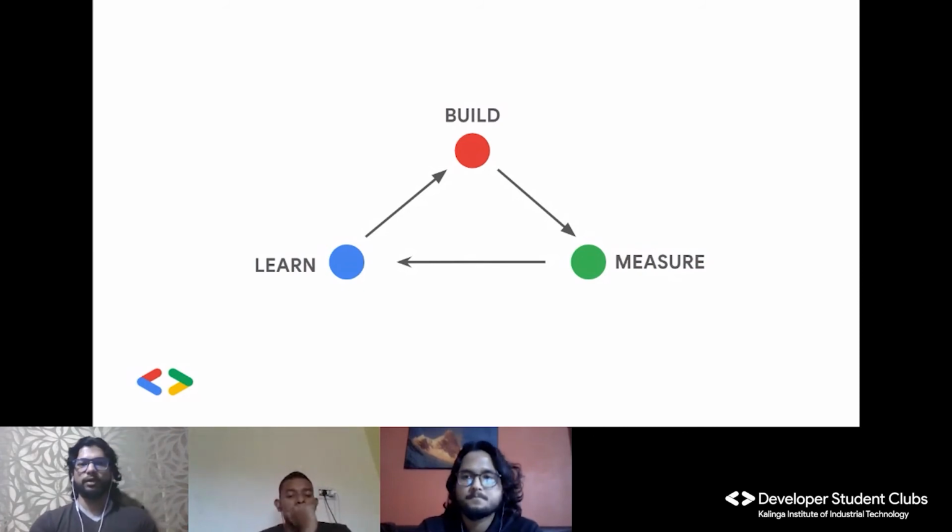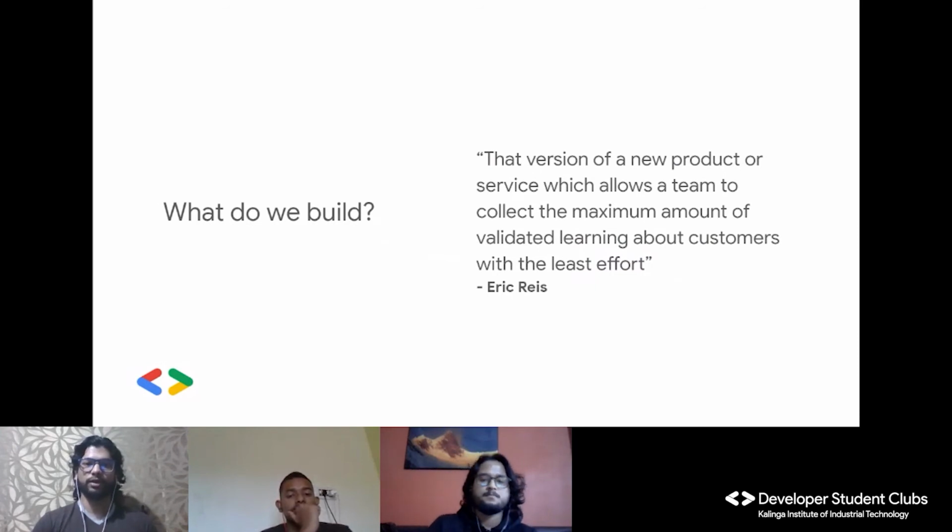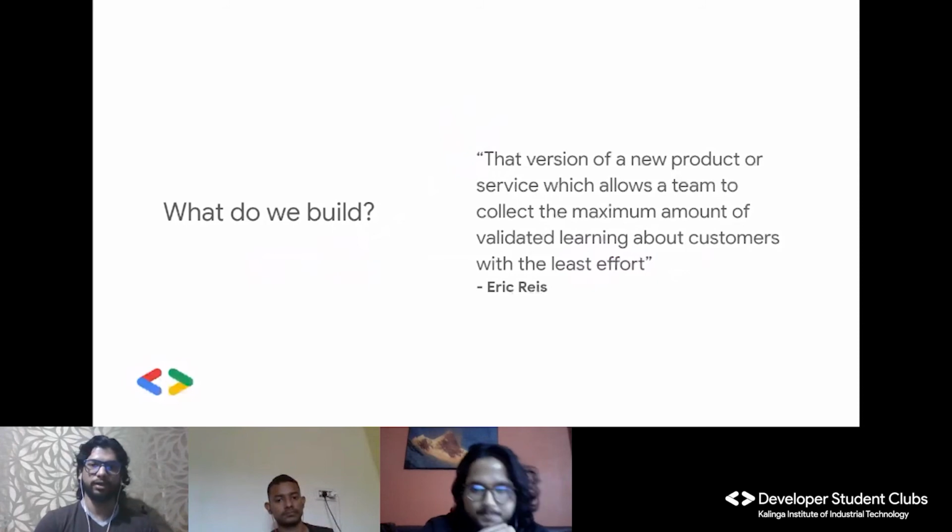Eric Ries is the author of a really famous book called The Lean Startup. He says that product teams should aim to build the version of a new product or service which allows a team to collect the maximum amount of validated learning about customers with the least effort.